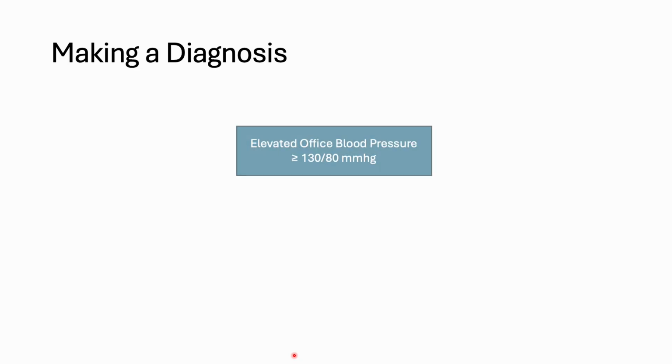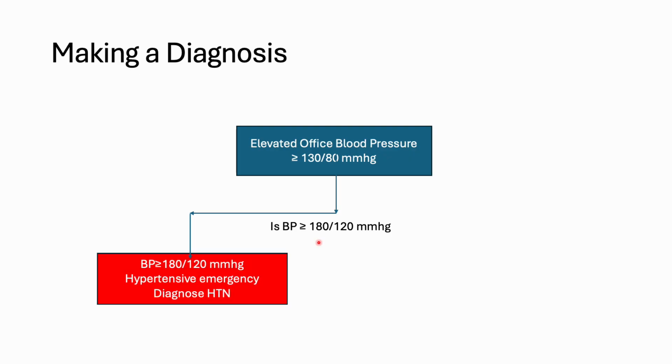So a patient, let's say he has come to the OPD. His blood pressure is more than 130 over 80. So can you label this patient as hypertension? Let's see later on. If a patient has an elevated blood pressure, you have to see whether the blood pressure is very, very high. Let's say, is it more than 180 over 120? If it is, then yes, your job is done. You can label the patient as having hypertension.